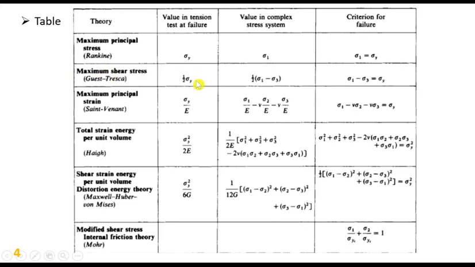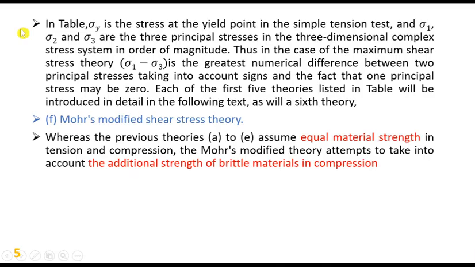Similarly for maximum shear, this is the criteria, principal strain, this is the criteria, total strain energy per unit volume, this is the criteria, and this is von Mises. This is most important. This is the criteria, and for Mohr, this is the criteria. In the table, sigma y is the stress at the yield point in the simple tension test, and sigma 1, sigma 2, sigma 3 are the three principal stresses in the 3-dimensional complex stress system in order of magnitude.